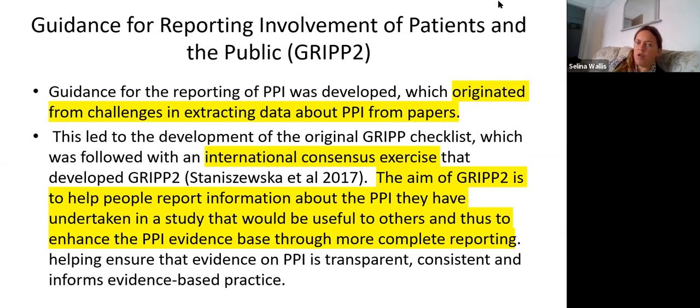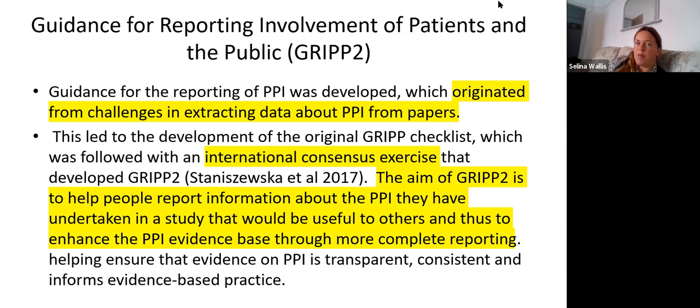So the researchers involved developed an original GRIPP checklist of things that they thought should be reported on in papers about how public involvement was done, and then that was followed up with a Delphi exercise, an international consensus exercise, which developed the GRIPP2 checklist. And the aim of the checklist is to help people report information in their academic papers about the public involvement that they've done, in a way that is useful to others, and makes the evidence on public involvement transparent, consistent, and then can inform evidence-based practice.